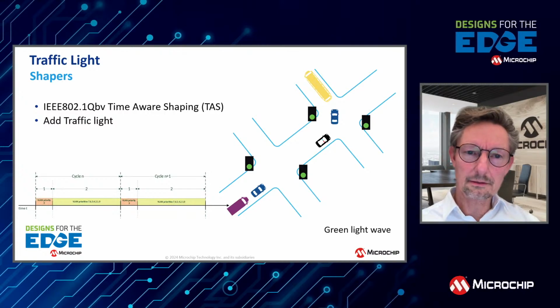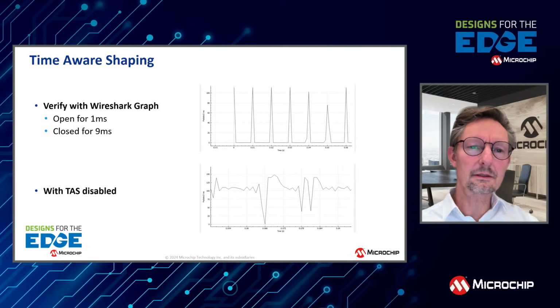Maybe you can take the next slide. Yes, this is where we exaggerated a little, just to be able to measure it in Wireshark. We made this open time slot for 1 millisecond, and then we closed it for 9 milliseconds, so it would be easy to see on the graphs. And then we disable the TAS, time-aware shaper, in our switch, and then we get the other picture on the right-hand side at the bottom.